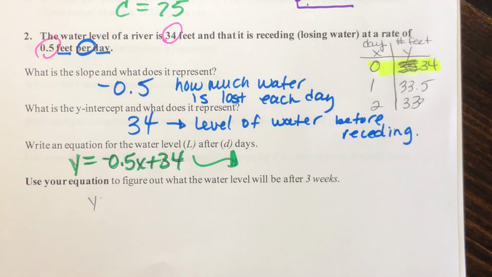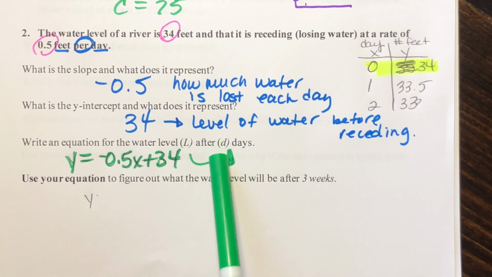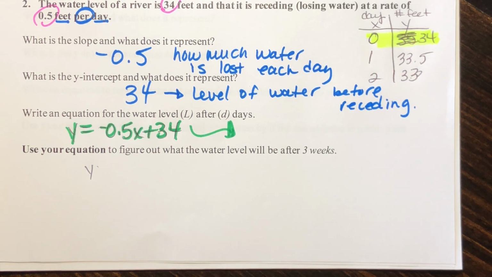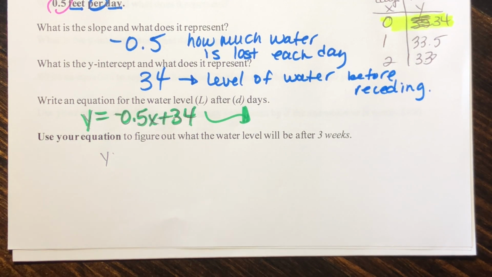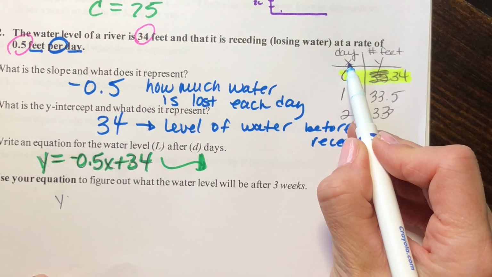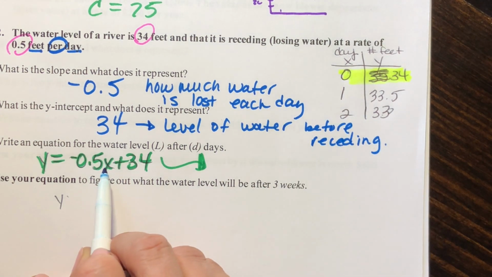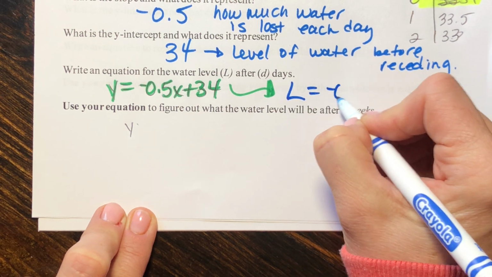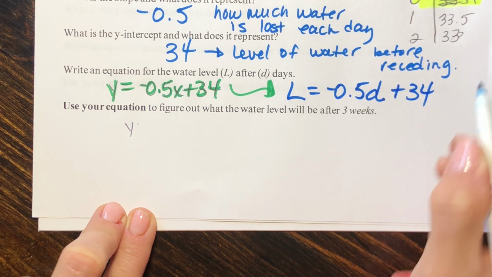We have to say, okay, if I use L for the total level of the water in the river and D for the number of days, how could I spice up this equation? Kind of like in English, they ask you to use spicy words that make your sentences better. Let's make this equation better. What did I say that y is? Y is the number of feet. And I said that the time is your independent variable. So if you have days, you know that the D is going to go in for the x. So I'm going to say that my water level is equal to negative 0.5 D, and it started at 34.